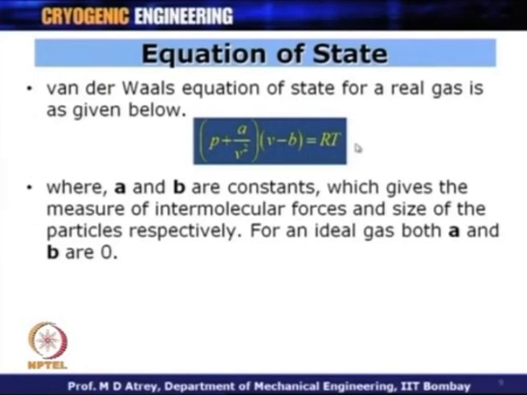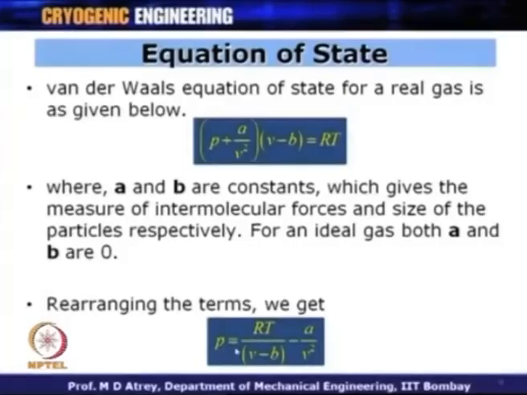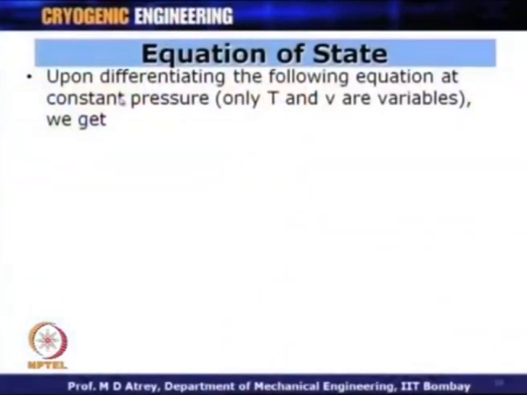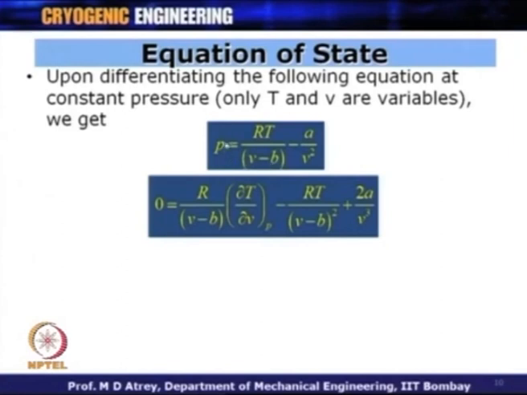Now, if I want to differentiate this real gas equation, the van der Waals equation, at constant pressure, this is my equation. Because the pressure remains constant in this case, I will get P = RT/(V - B) - A/V². If I differentiate, I will get 0 here because I am keeping pressure constant, and then I get this particular term. From where, if I rearrange, what I ultimately want to get is the value of ∂V/∂T at constant pressure.